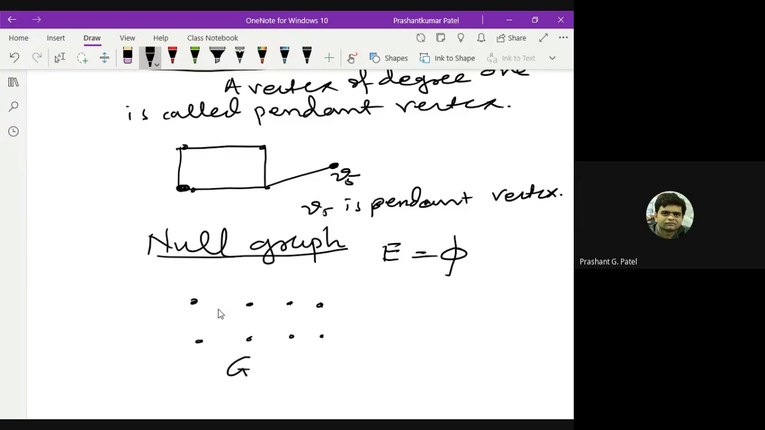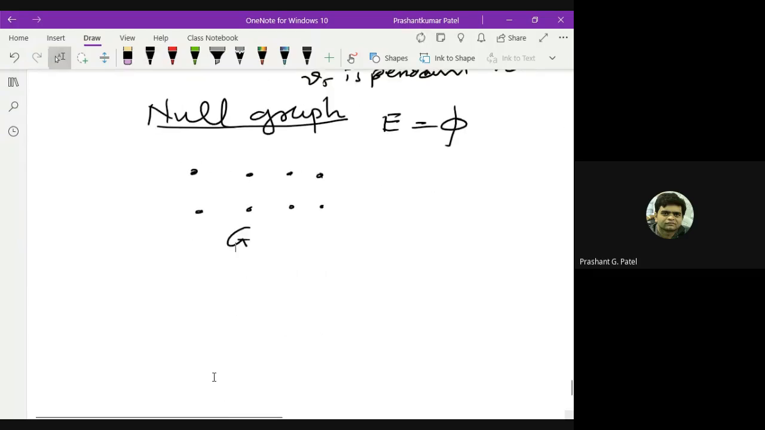And next is a very important concept called isomorphic graphs or isomorphism. Iso means one, so the concept is the same. Suppose I have this graph G1 and I plotted this graph G in this manner.